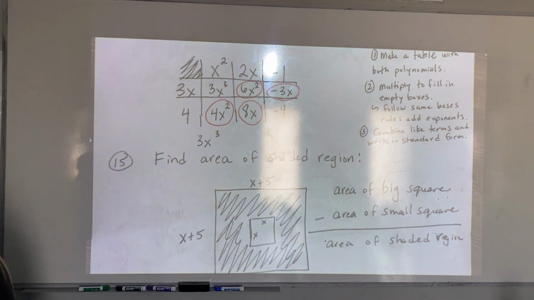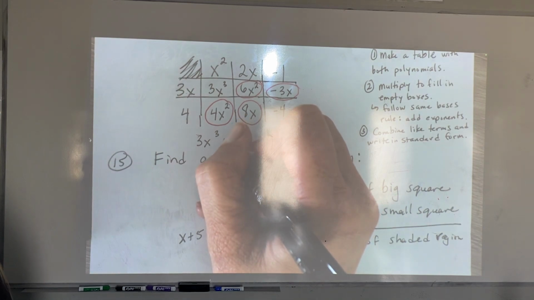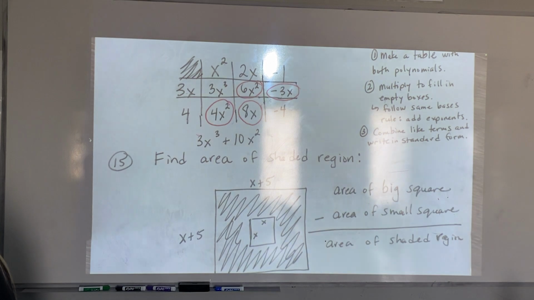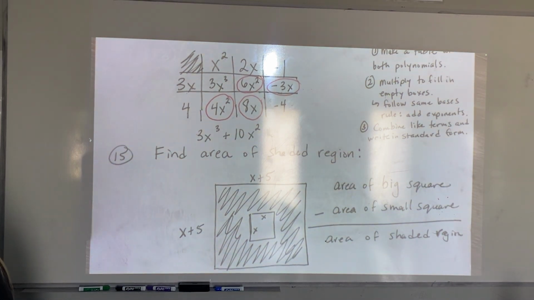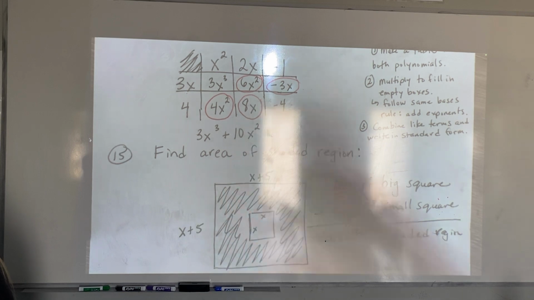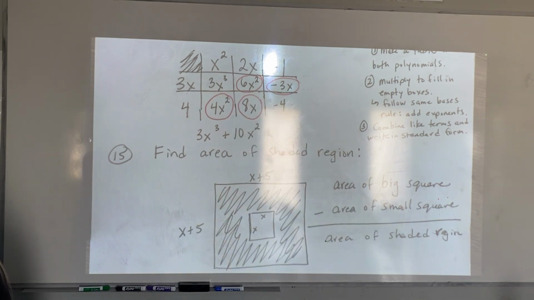Then, what's the next highest degree? Yep, the x squared terms. Can we combine anything? Yeah, the 4x squared and 6x squared. What do we get? 10x squared. So we have plus 10x squared. Next, yep, then we have our x terms, which can also be combined. Combined, what do we get?